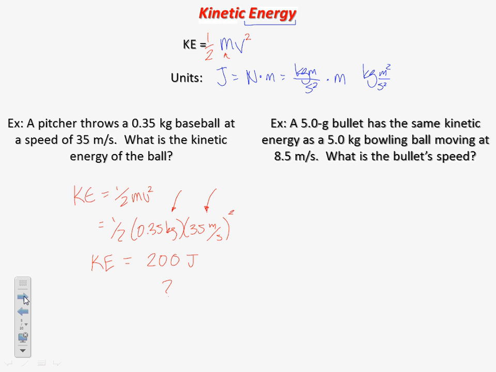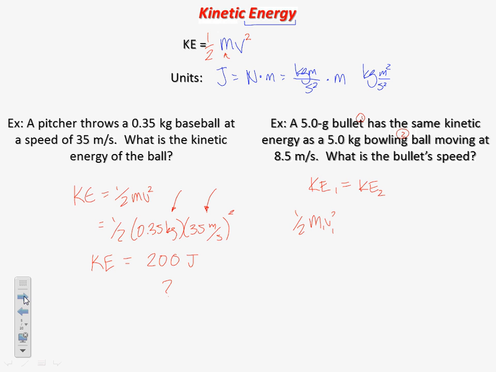Aha! A 5-gram bullet has the same kinetic energy as a 5-kilogram bowling ball moving at 8.5 meters per second. What's the bullet's speed? Sure, just because a bullet's really small, or a bowling ball is relatively slow, doesn't mean they can't have the same kinetic energy. Let's call the bullet number 1 and the bowling ball number 2. It says that their kinetic energies are equal.